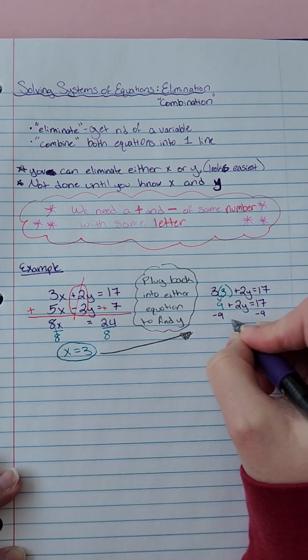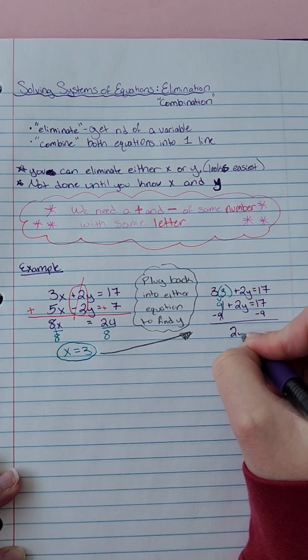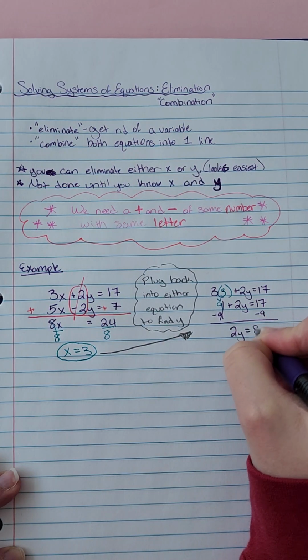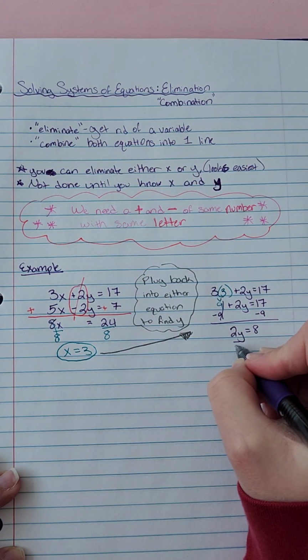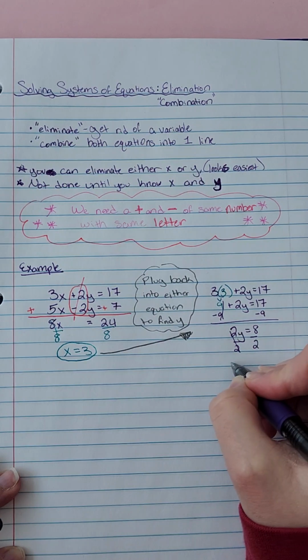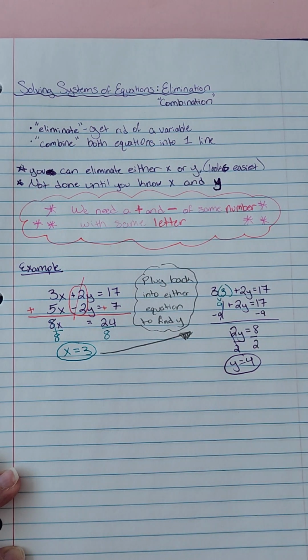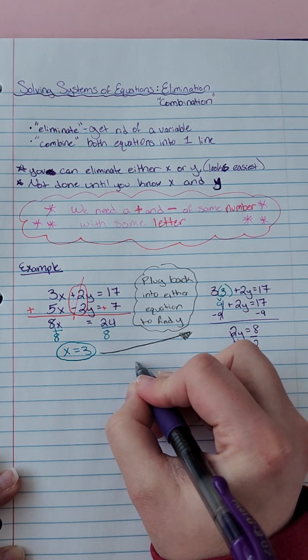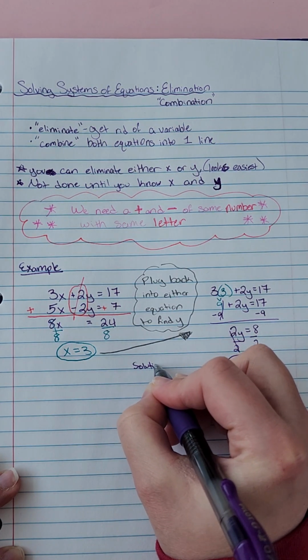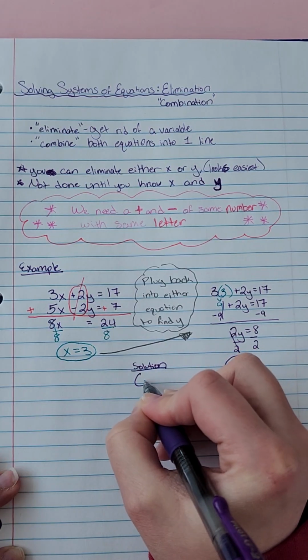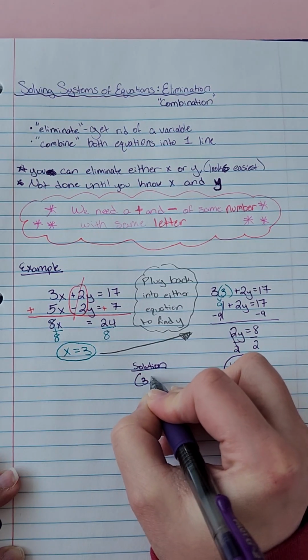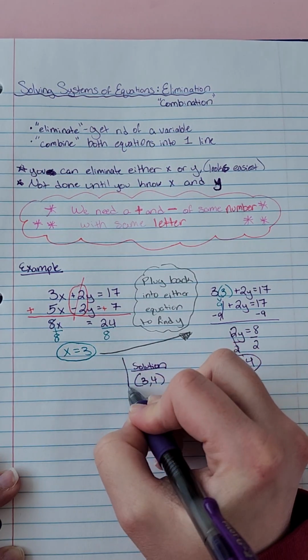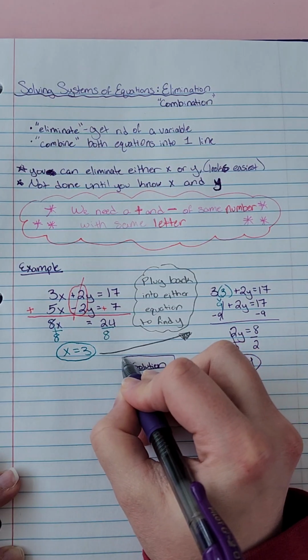Minus 9 on both sides. 2y equals 8. I'm going to divide by 2. And y equals 4. Now I have both my x and my y. My solution to this system of equations is going to be (3, 4). That's the point where these lines would meet.